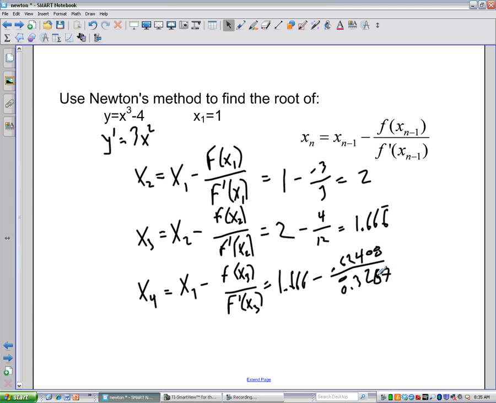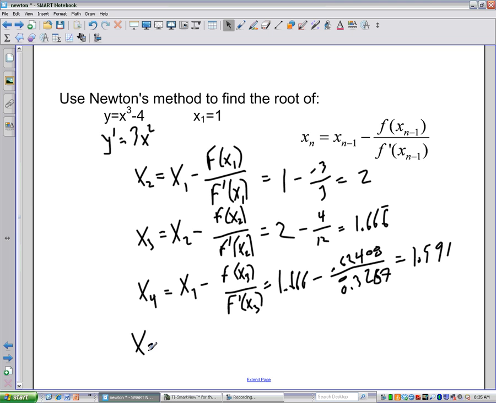And that's a 6. So I'm going to just grab my other calculator on the side here because I know you can all do arithmetic. 1.666 minus 0.62408 divided by 8.3267, and I get an answer of 1.59. Okay, and so I use 1.59. Let's see, let's call it 1.59, okay?